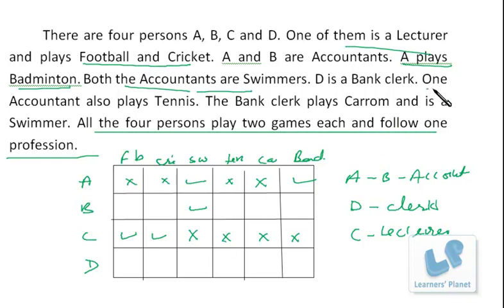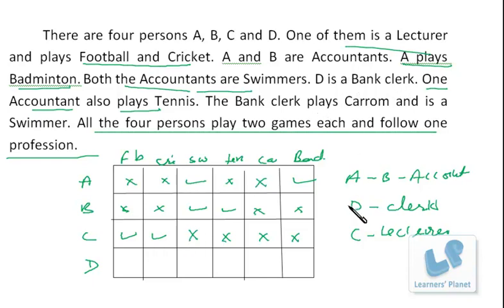Now the next is one accountant plays tennis. Now A and B, 2 accountants are there. Now A is doing swimming and playing badminton. That means now we are talking about B. So B also plays tennis. Now B is swimming as well as he is playing tennis. So I put right over here and remaining position should be crossed, right?